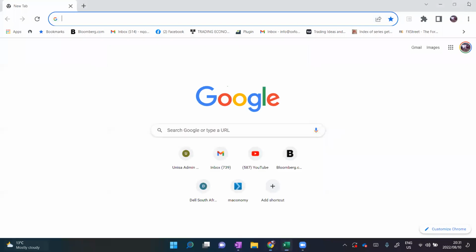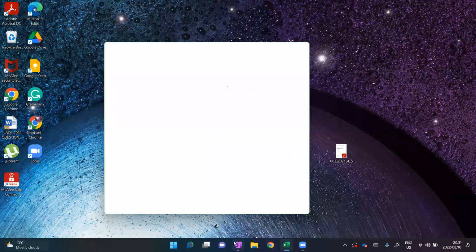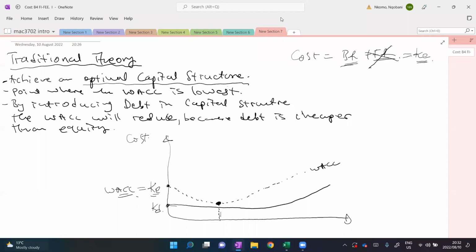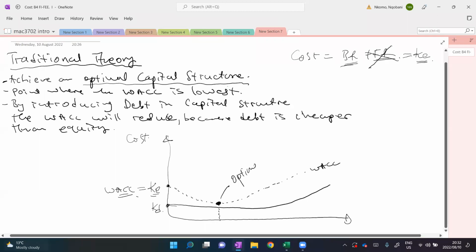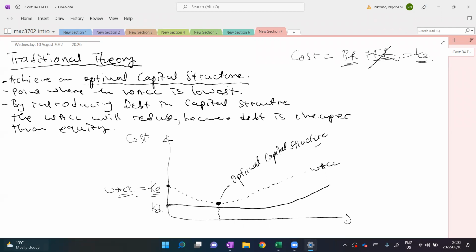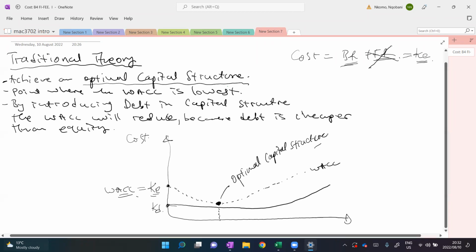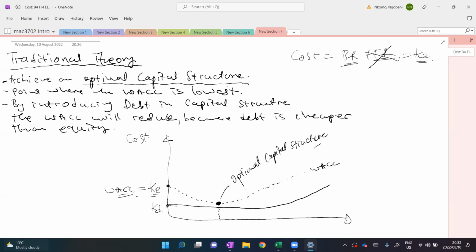Is that clear? Can you hear me, good people? So in this case, this is what we call the optimal capital structure. And we are simply saying it is the point whereby the weighted average cost of capital of the entity is lowest. So by introducing debt in the capital structure, the WACC of the entity is going to go down because you have introduced a cheaper source of finance. Is that clear?